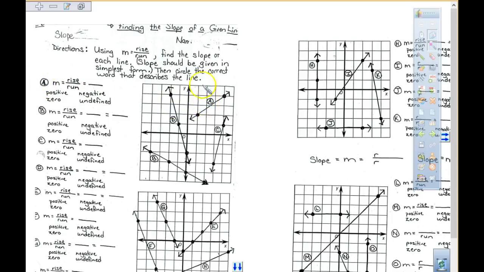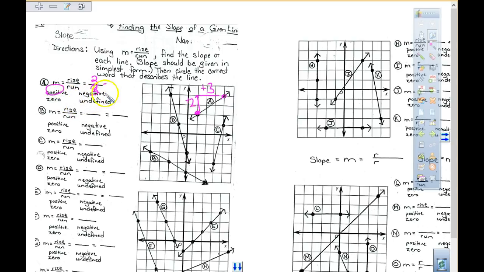I give you 2 points on your graph. It says, using rise over run, find the slope of each line. Slope will be given in simplest form. Then circle the correct word that describes it. So we are counting our rise, and my hint is always go from left to right. We are rising 2, so we're going to have a rise of 2, a run of 3, positive when you go to the right, positive 2 going up, positive 3, so 2 over 3. So we are going to write our answer as 2/3, and then we would circle positive.